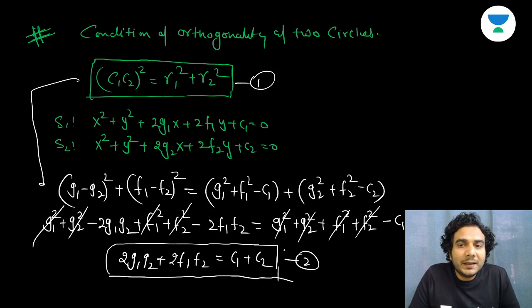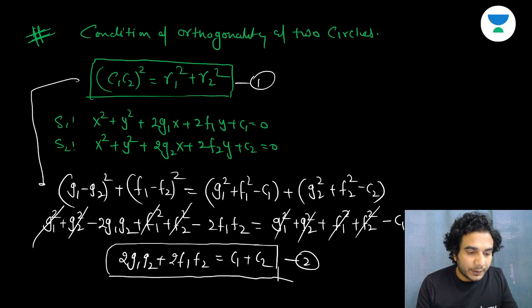If circles are given in the form (x minus x1) whole square plus (y minus y1) whole square is equal to r1 square, and (x minus x2) whole square plus (y minus y2) whole square is equal to r2 square, then you can use formula number 1. If circles are given in this expanded general form, you can use the second formula, 2g1g2 plus 2f1f2 is equal to c1 plus c2. I hope you got this point.